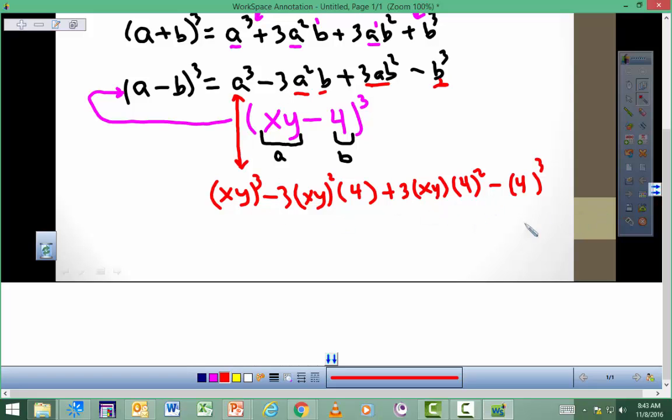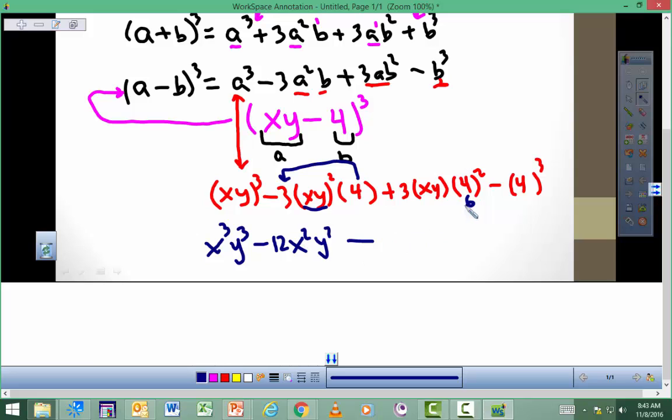All you have to do is now clean this up. So if I clean this up, I say that this is going to become x cubed, y cubed. Now, I have a 3 times a 4, so that's going to give me minus 12. And then I'm going to have an x squared, y squared from here. And then what do I have? I have 4 squared here.